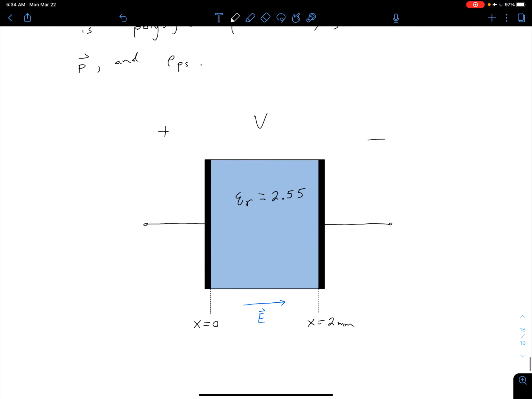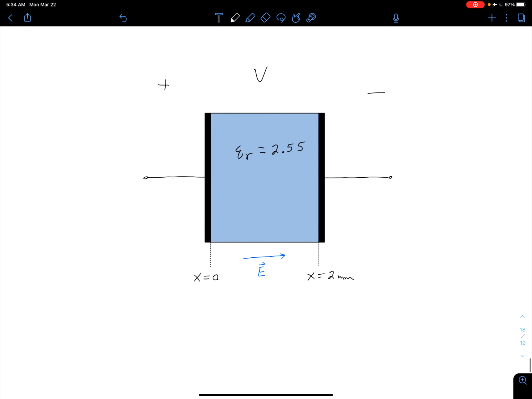We're also given this configuration where we see that our electric field is in the x direction. So we see it's going from x equals 0 on the left plate to x equals 2 millimeters on the right plate. And we have our polystyrene material in between our two metal plates as well.